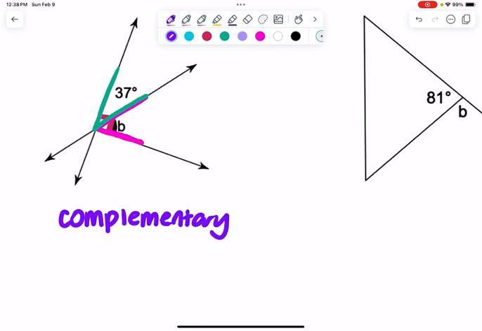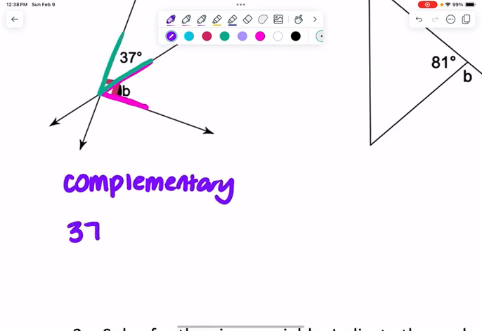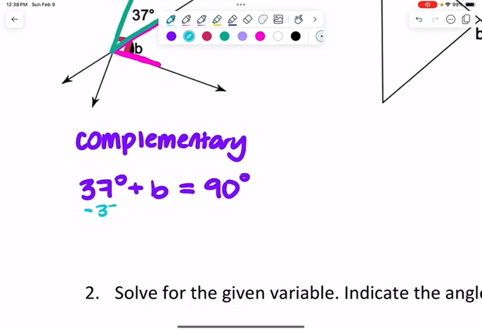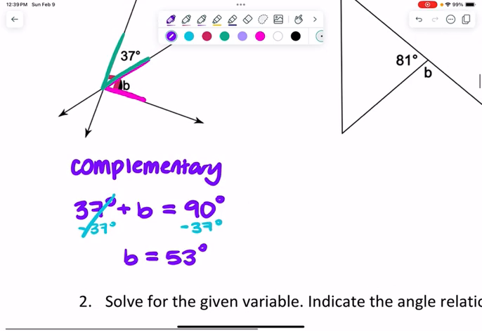Complementary. Which means the 37 degrees and B, whatever B is, will add to give me 90 degrees. And luckily I have a lot of algebra skills, so I'm going to subtract 37 from both sides to get that unknown B value alone. And when I do that, I go 90 minus 37, and that gives me 53 degrees. So the value of B must be 53 degrees.